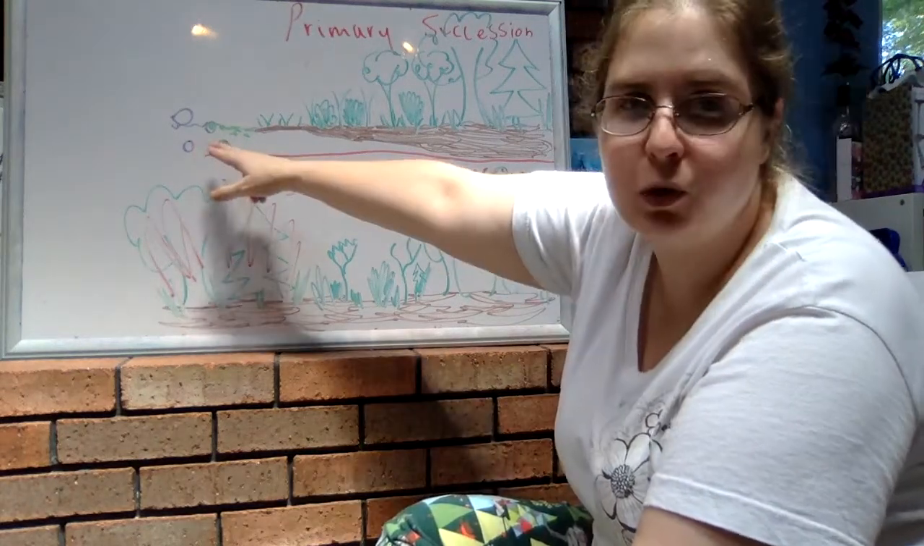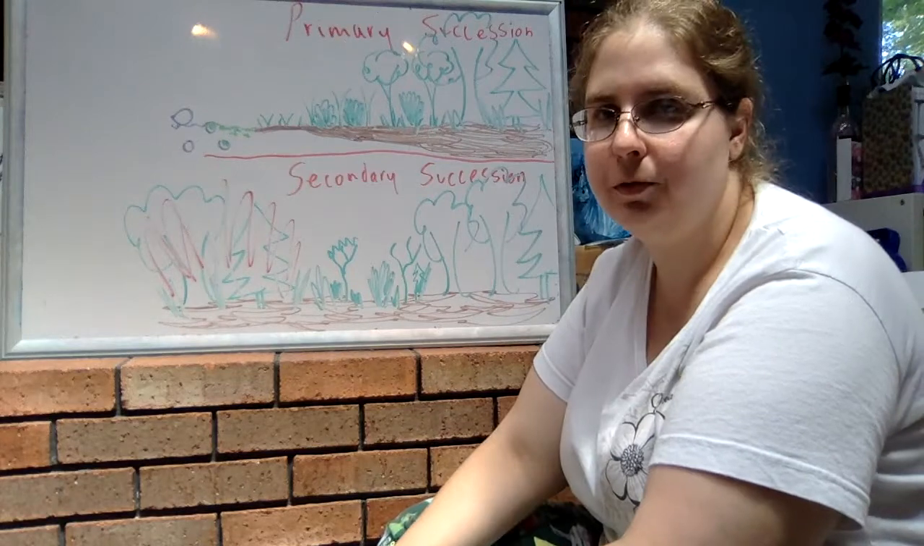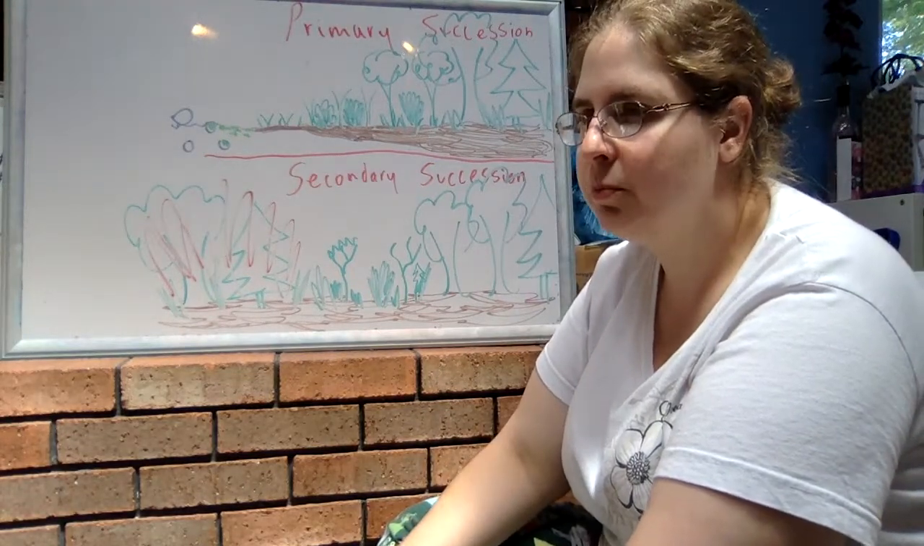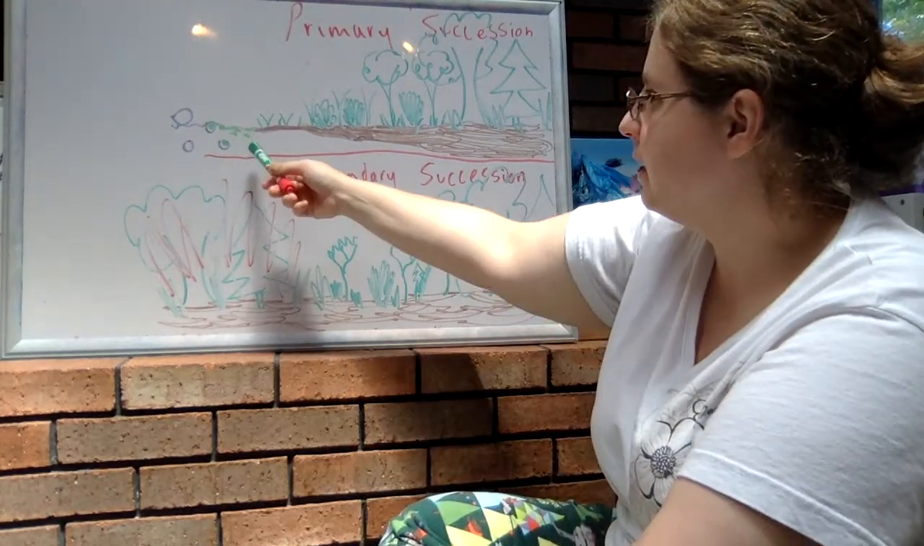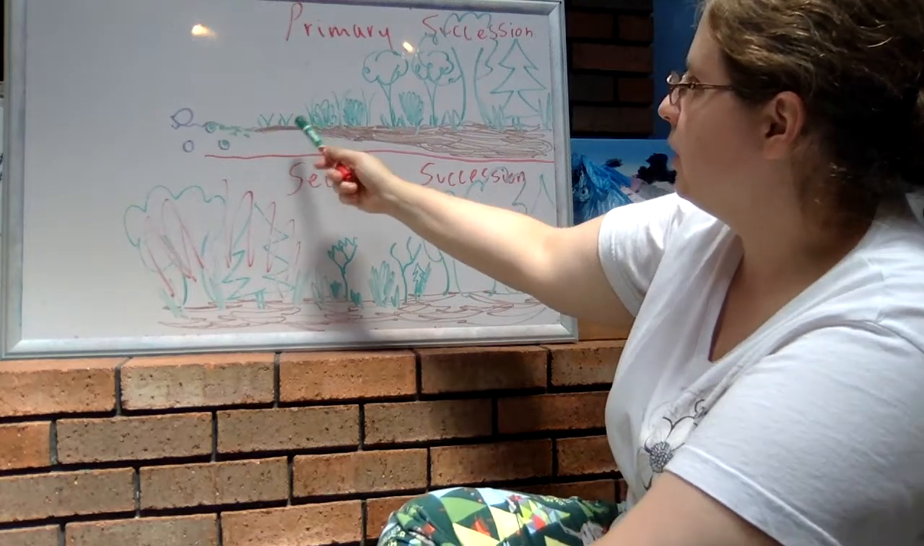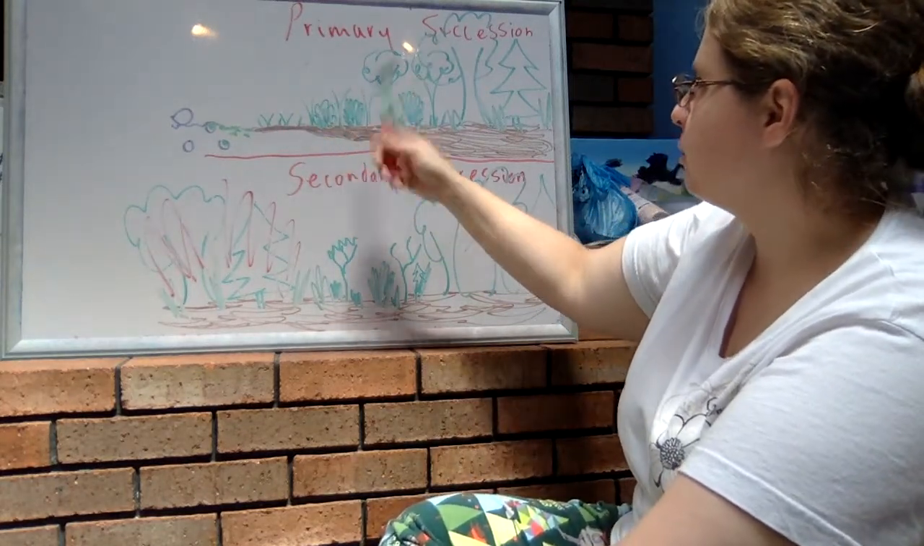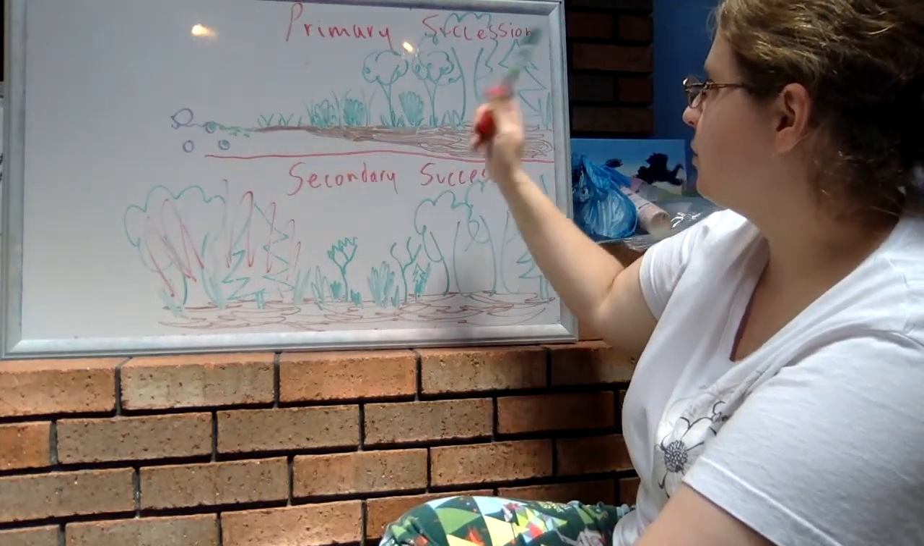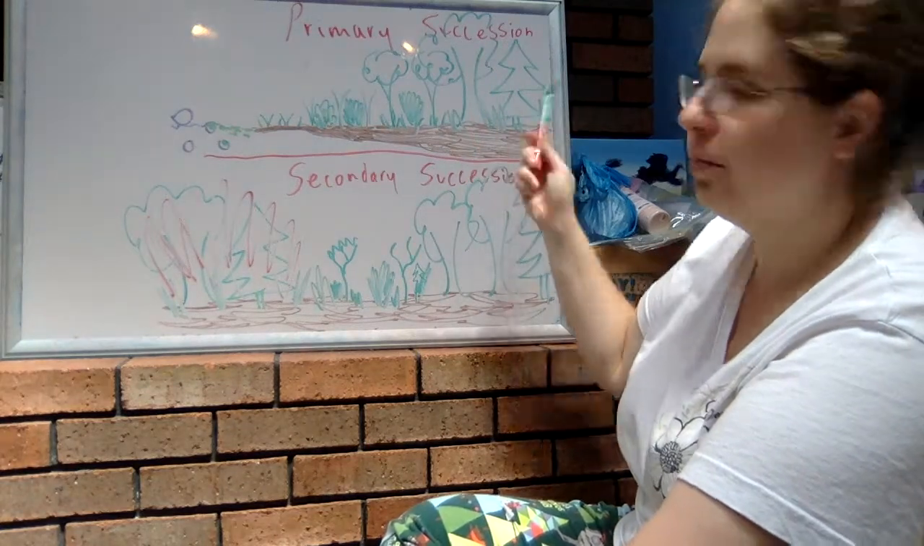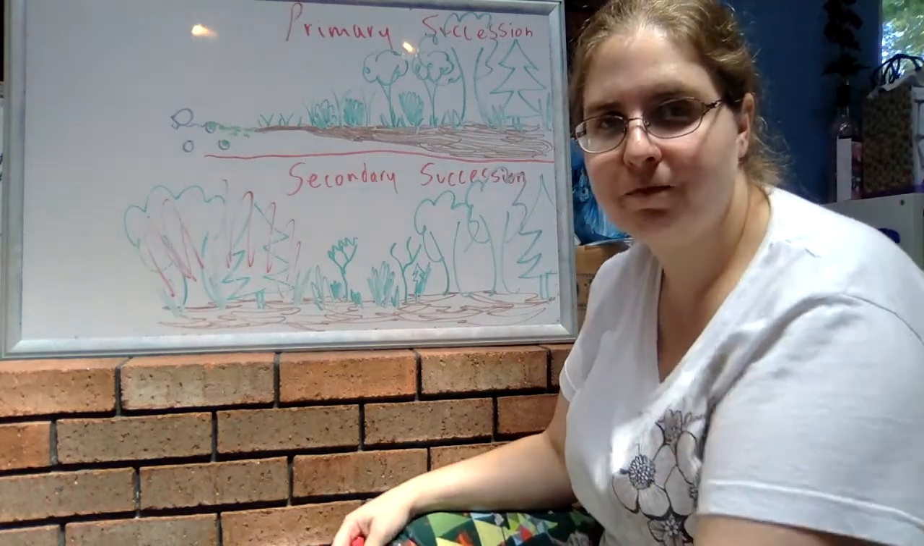When there's no soil, we had to build the soil first from the decomposed remains of the lichens, and then the lichens and the grass, and the grass and the shrubs and the small trees, and the small trees and shrubs and the grass, and finally we get our big trees.